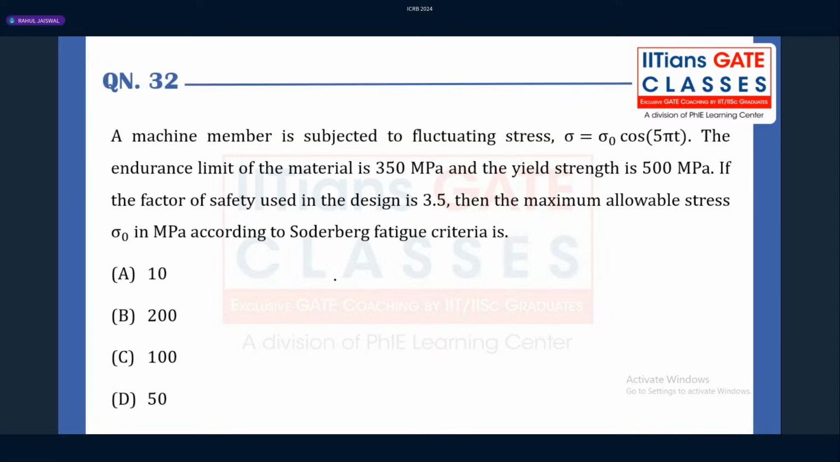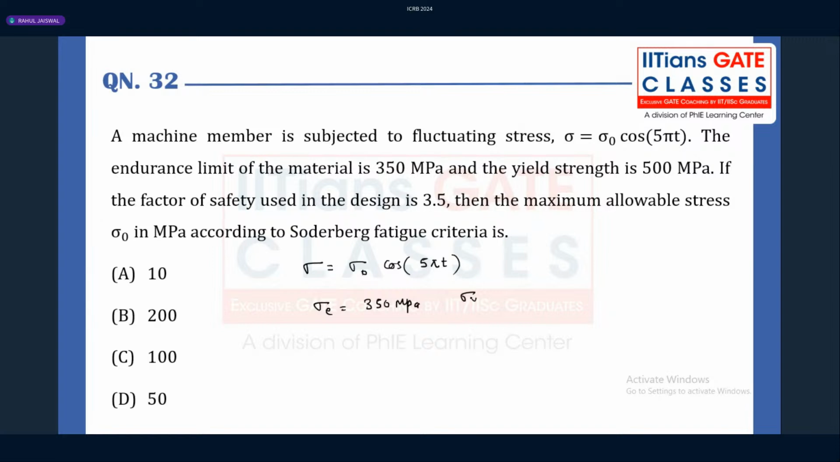Now, next particular question again, it is one of the GATE 2020 questions, which is a very similar question. They already asked, but with different data, right? So if you see, guys, a machine member is subjected to fluctuating stress, which is fluctuating as a cosine curve, sigma naught cos 5 pi t. Please check it out, 5 pi t. Then the endurance limit for this particular material is what? 350 megapascal.